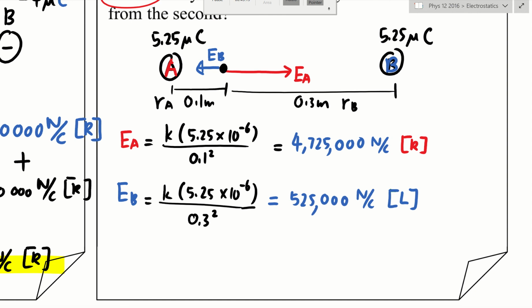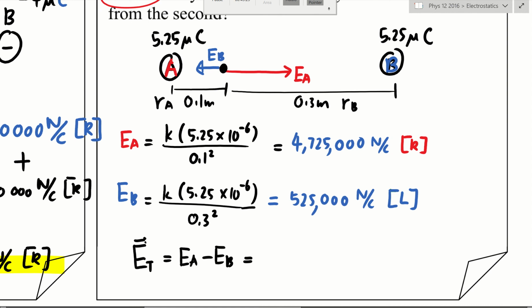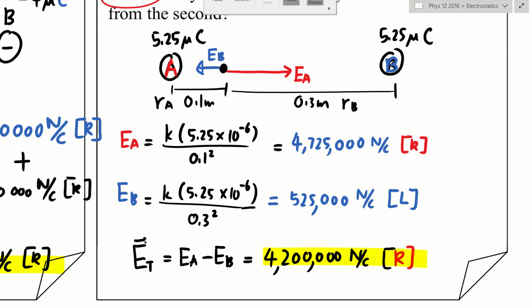The winner minus the loser, I guess, just like our net force. So the total electric field is going to be the winning one minus the losing one, and you take the direction of the winning one. So it's about 4.2 million newtons per coulomb, and the right-hand side prevails in the end. Okay, so those two are the easy ones.